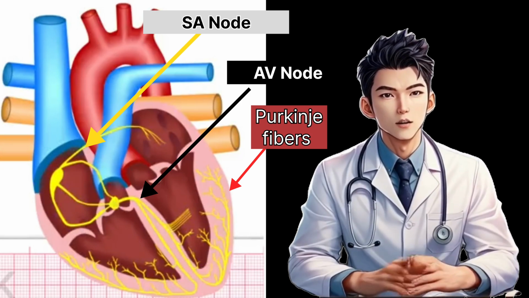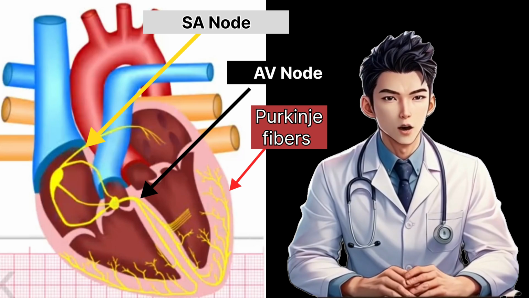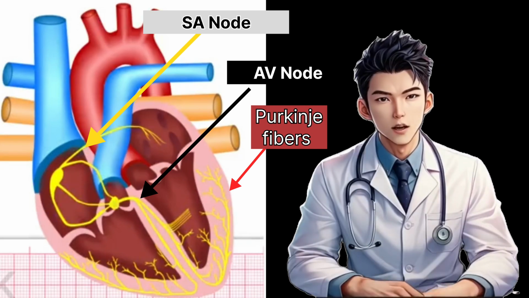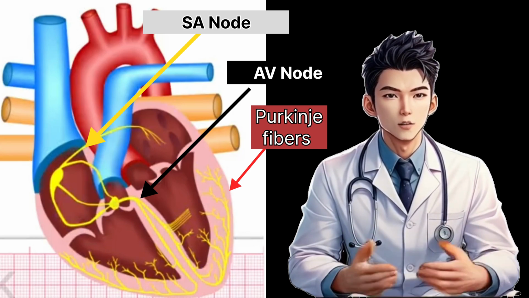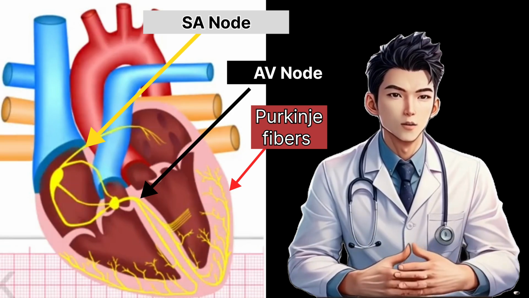Whenever there is any abnormality in this electrical circuit of the heart, abnormalities such as myocardial infarction, hypertrophies, ventricular tachycardias, ventricular fibrillations, we will learn all these ECGs.